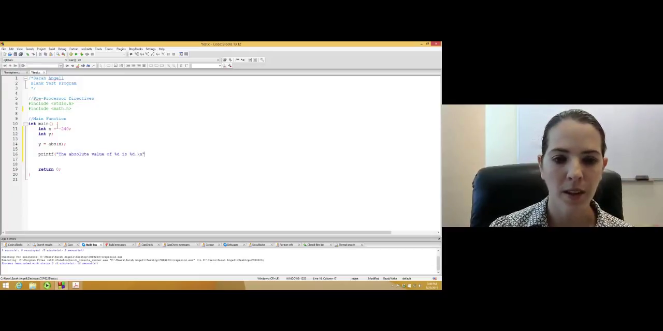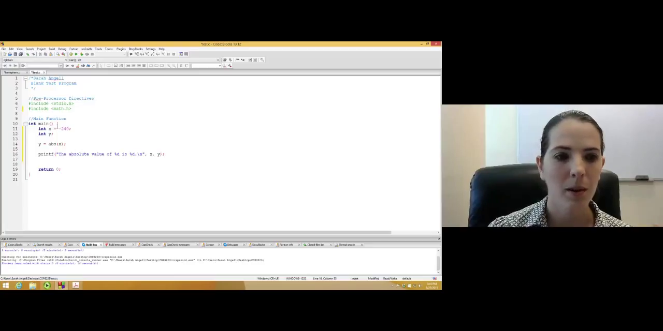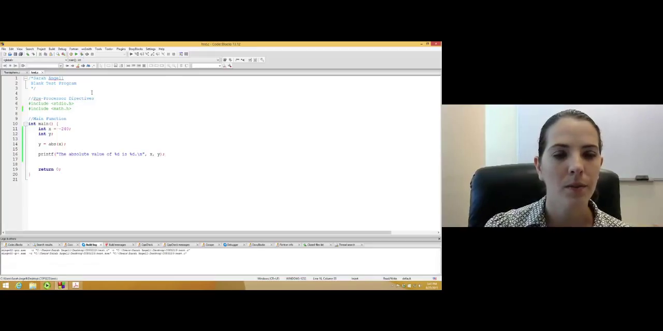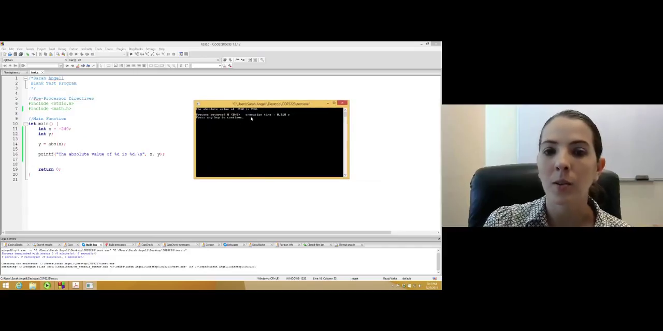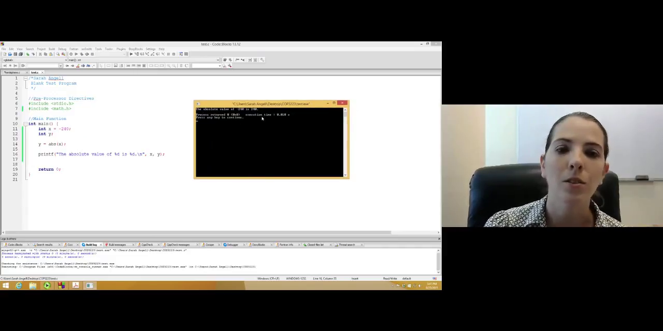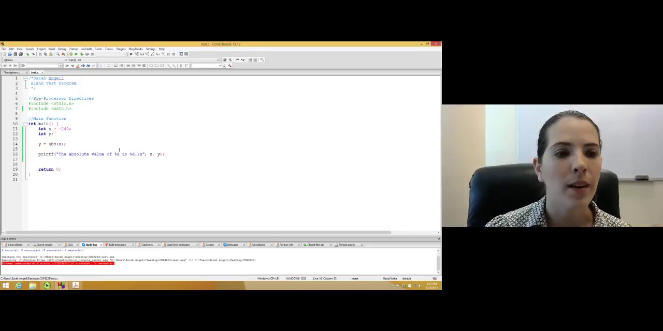We can print those two values to the screen. The absolute value of x, the absolute value of negative 240, is y, which should be positive 240. So this is just a quick look at it working. So I would encourage you to also grab a blank program where you can also experiment with some of these pre-written functions that we have access to.